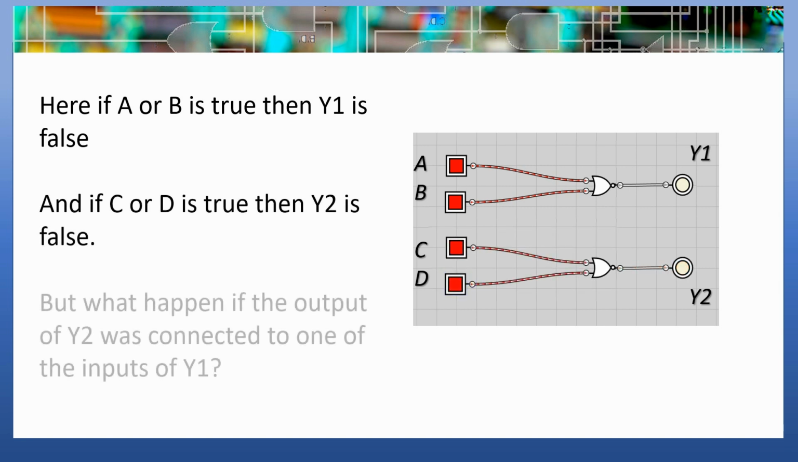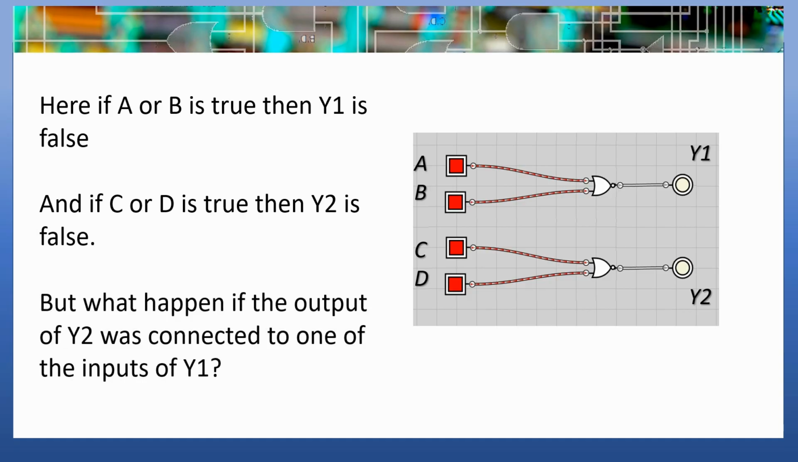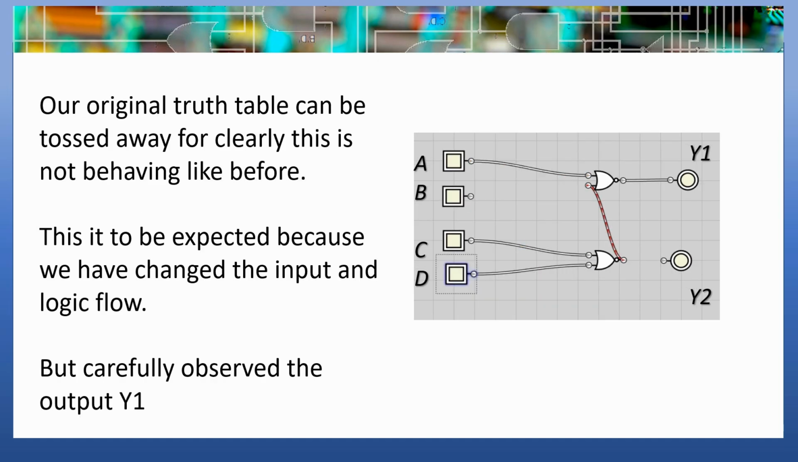But what would happen if the output of Y2 was connected to one of the inputs of Y1? It appears our original truth table can be tossed away, for clearly this is not behaving like before. This is to be expected because we have changed the input and logic flow. But carefully observe the output Y1.